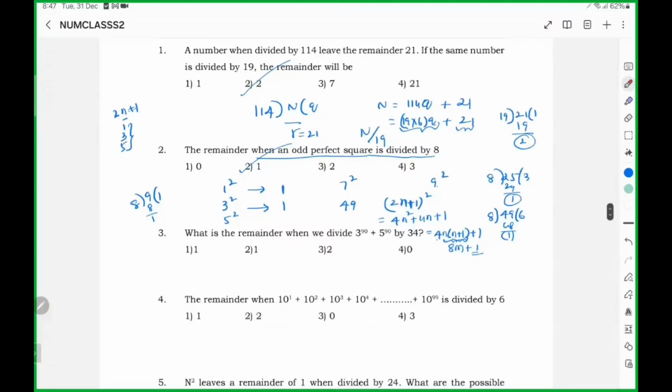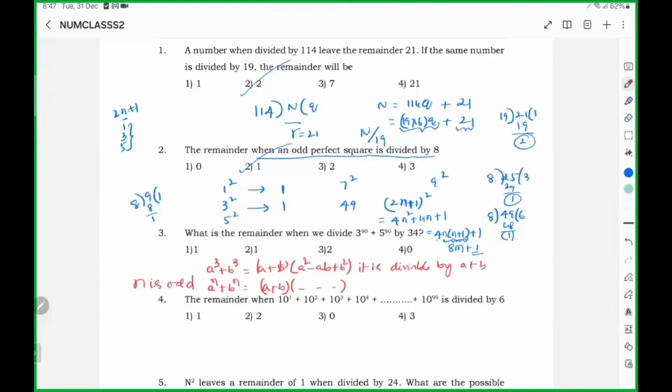Here, a reminder: when we divide a cube plus b cube, you can write it as a plus b into a square minus ab plus b square. It is divisible by a plus b. Not only cube, a power n plus b power n is a plus b into something, provided n is odd. That is very important.